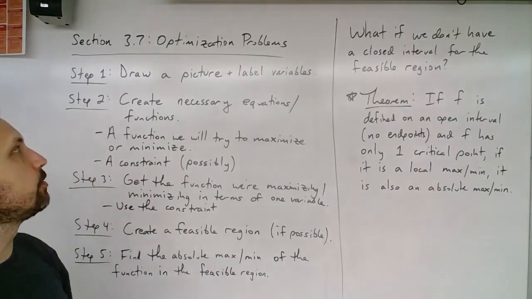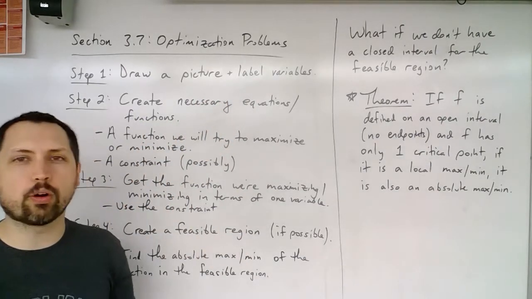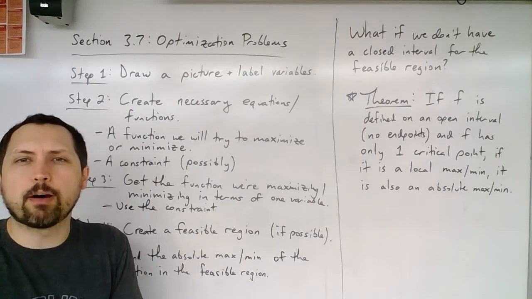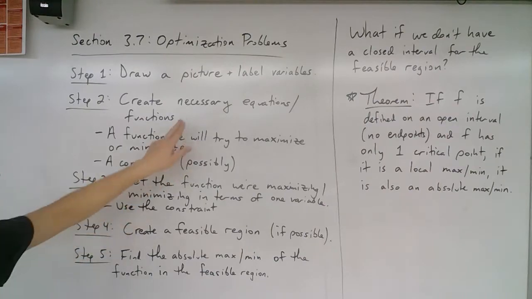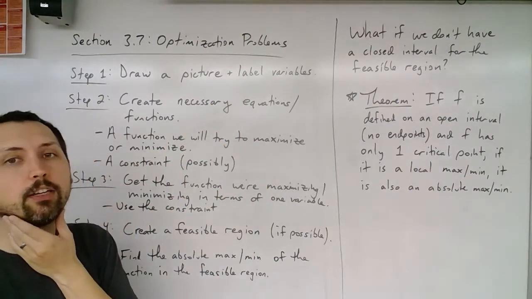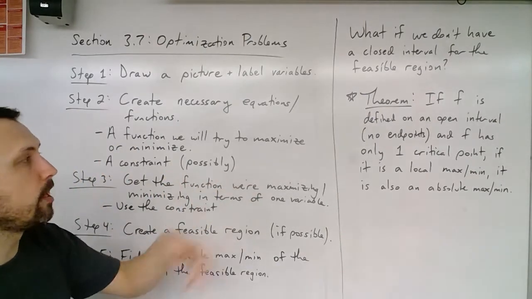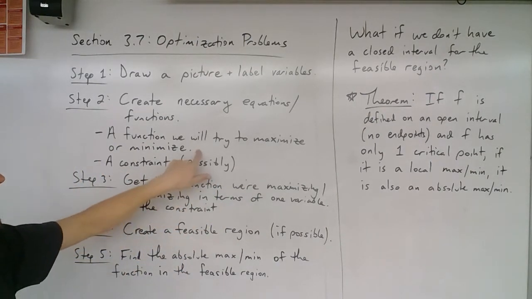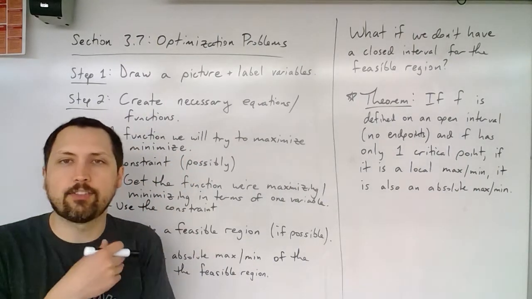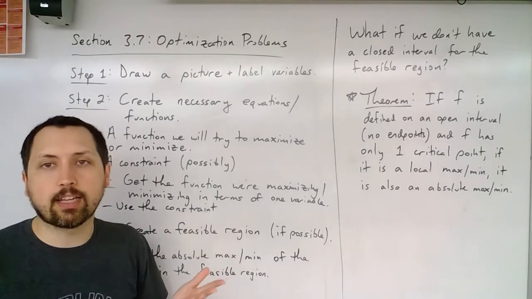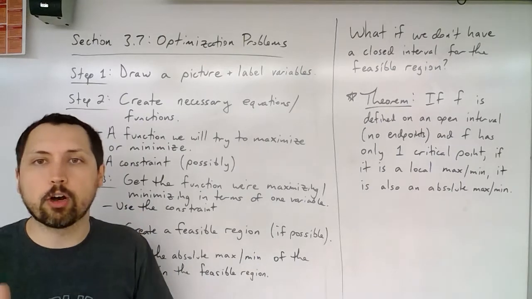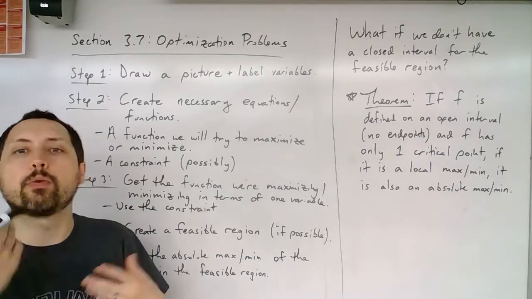The next step that we're going to need is we're going to need to create necessary equations or functions. Now, this is going to be where it's going to deviate a little bit from the related rates section, in that there's going to be these two major types of equations or functions that might appear. At least one of them will always, the second one may or may not. So we need to have a function that we're going to try to maximize or minimize. So if we're asked to find the maximum area of a rectangle, well then you need to have the area of a rectangle. If you're going to try to minimize the volume of a cone, you need to have the equation for the volume of a cone, those types of things.